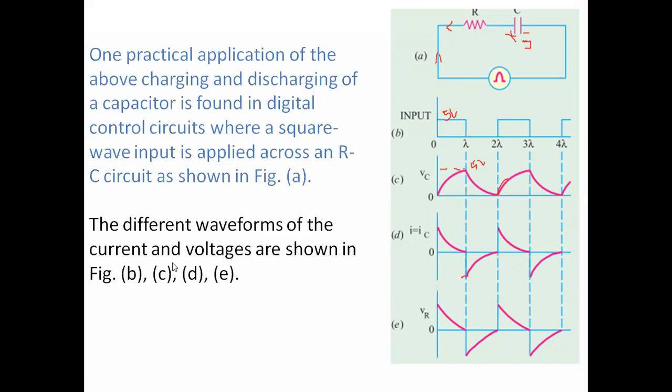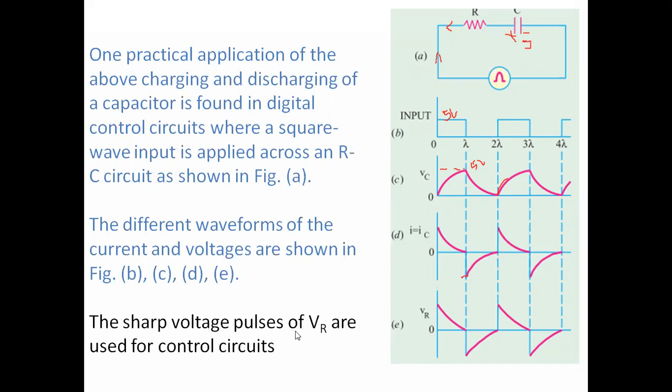The different waveforms of the current and voltages are shown in figures A, B, C, D. The sharp voltage pulses of VR are used for control circuits. So these are the pulses VR, the sharp voltage pulses of VR. The voltage drops will be used for control circuits. This may depend upon the value of R, by multiplying the current and R, it may produce a straight line, a linear line.